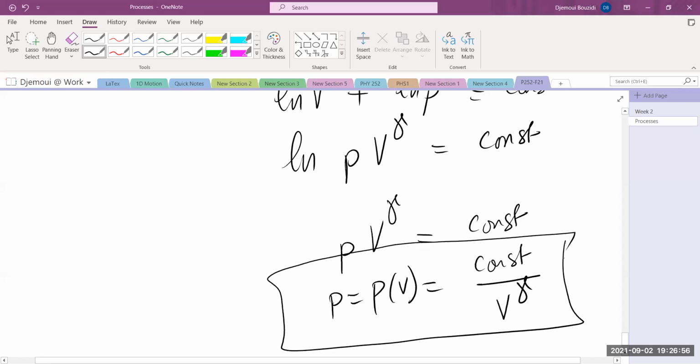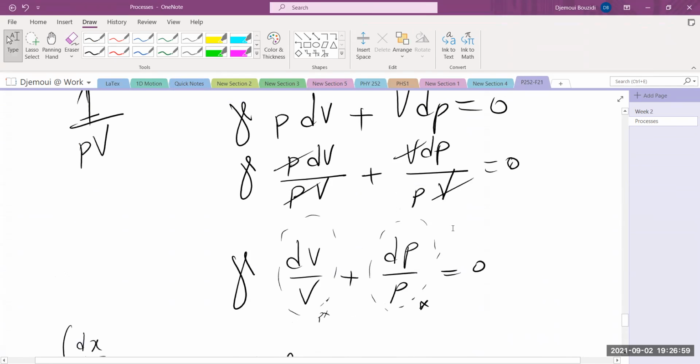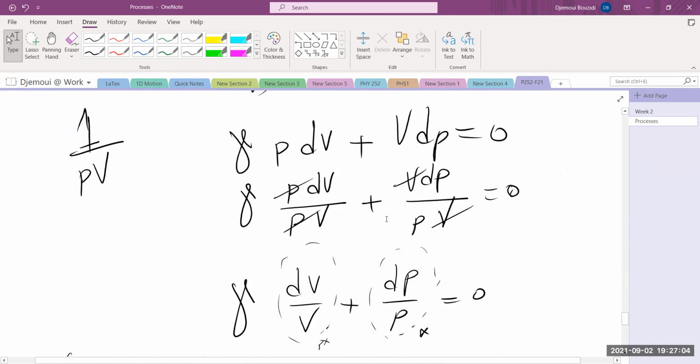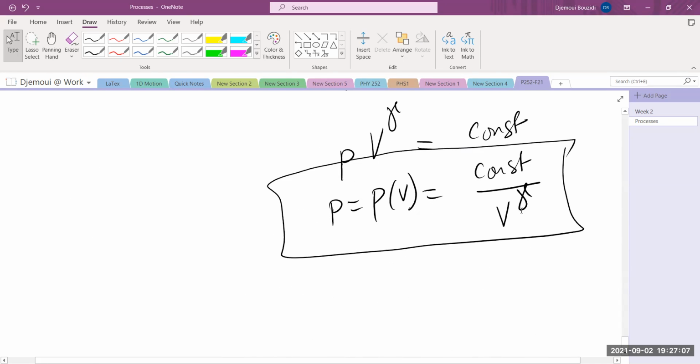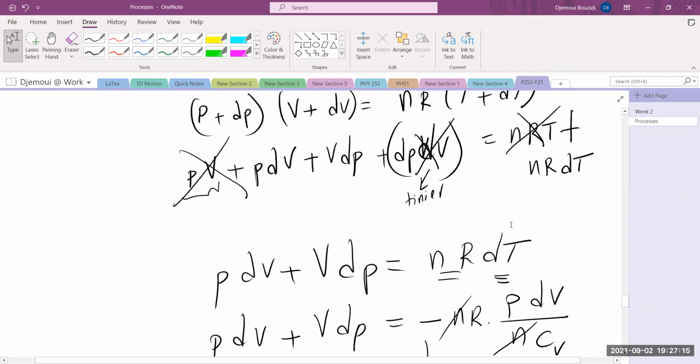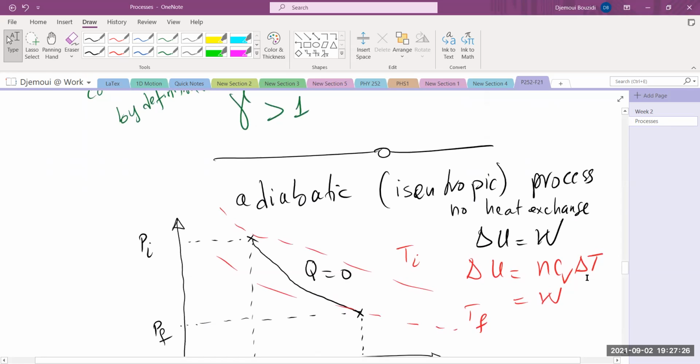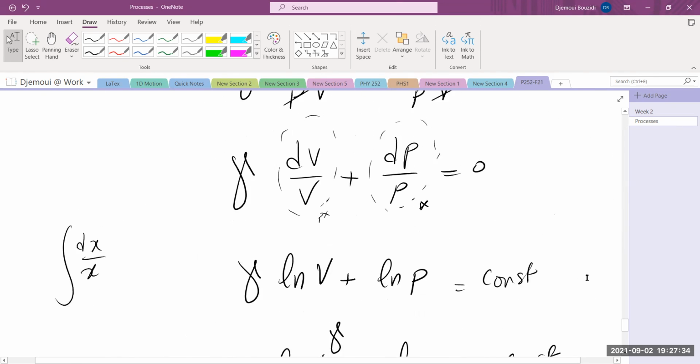Now we know everything about this problem. We know where we started from. Since you give me the final volume, I can tell you what the final pressure is using this expression. If I find what the final pressure is, using PV equal to nRT, since I know what the final volume is, I can find the final temperature. Then I'm going to go back to this expression and find the delta U and also the W for this problem. Remember, Q is 0 for this process. So that is the whole thing to it.